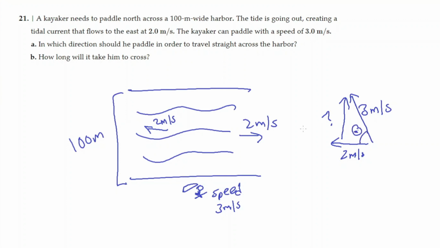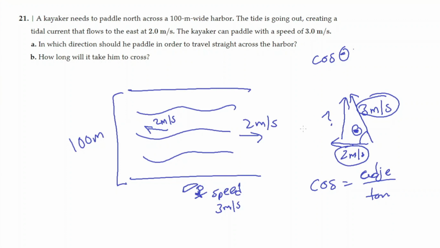We want to find out in which direction he can paddle in order to travel straight across the harbor. So we know the adjacent and the hypotenuse values. What trig function works with adjacent and hypotenuse? Now, if you remember, it's cosine. So cosine is going to be equal to adjacent over hypotenuse. In this case, cosine theta is going to be equal to 2 over 3.